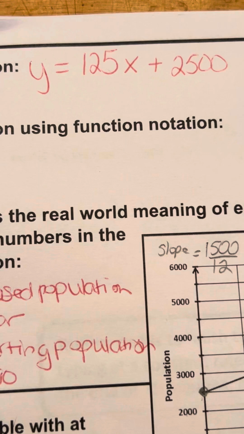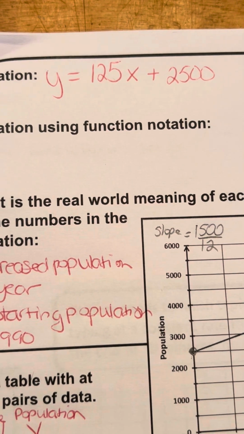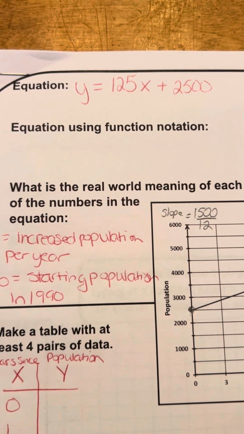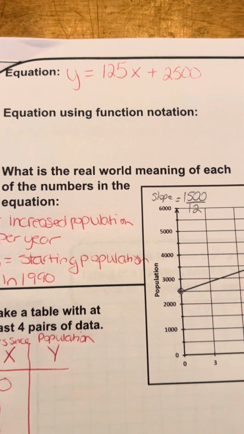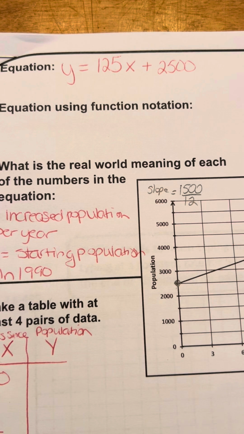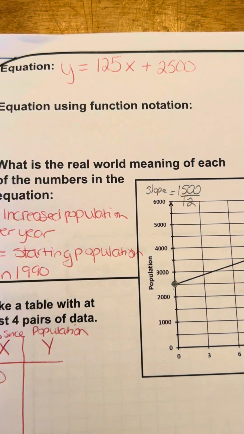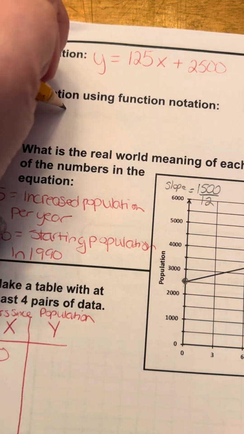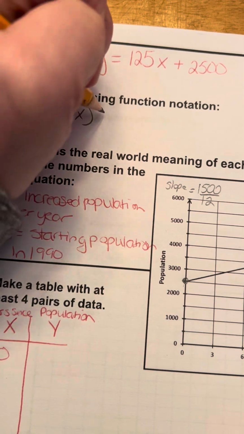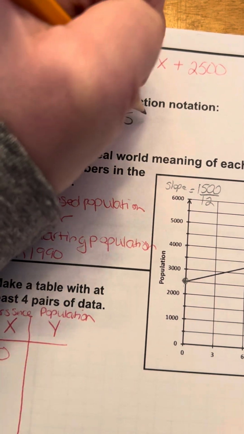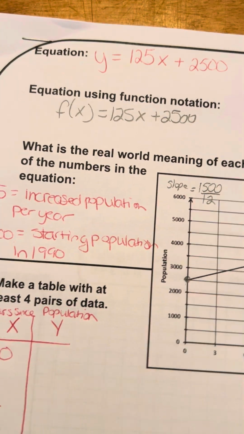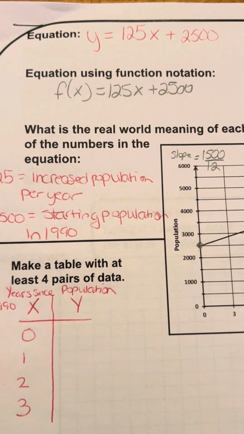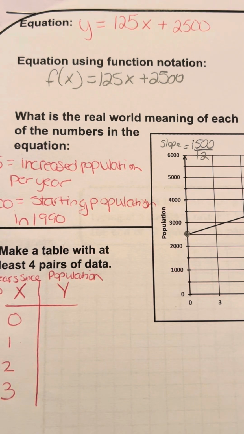My y-intercept is 2,500. So when I'm doing my equation, we have y equals 125x plus 2,500. Now, if I want to write this in function notation, simply enough, the only thing I really need to do here is just change the y to f of x is equal to 125x plus 2,500. I'm just going to do a quick little run through on this portion, and then because I took so long in the first part, we're going to do the second part with the rest of this information.